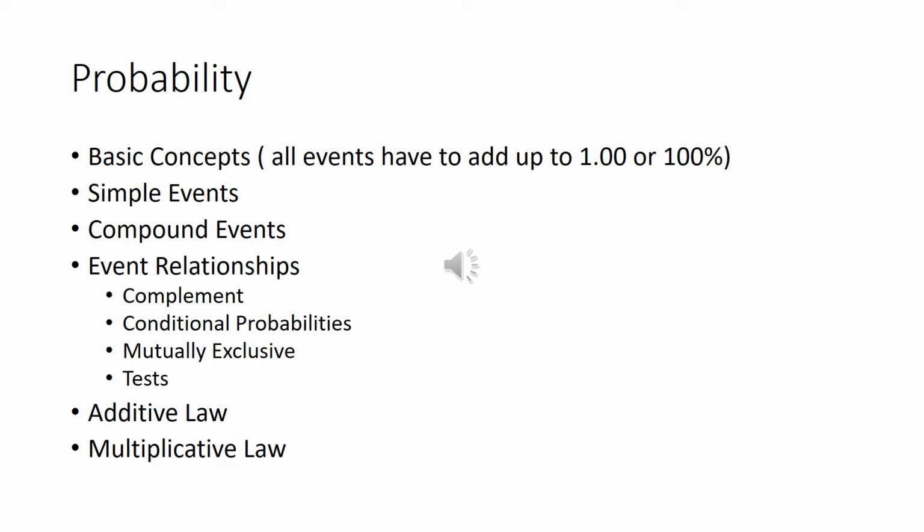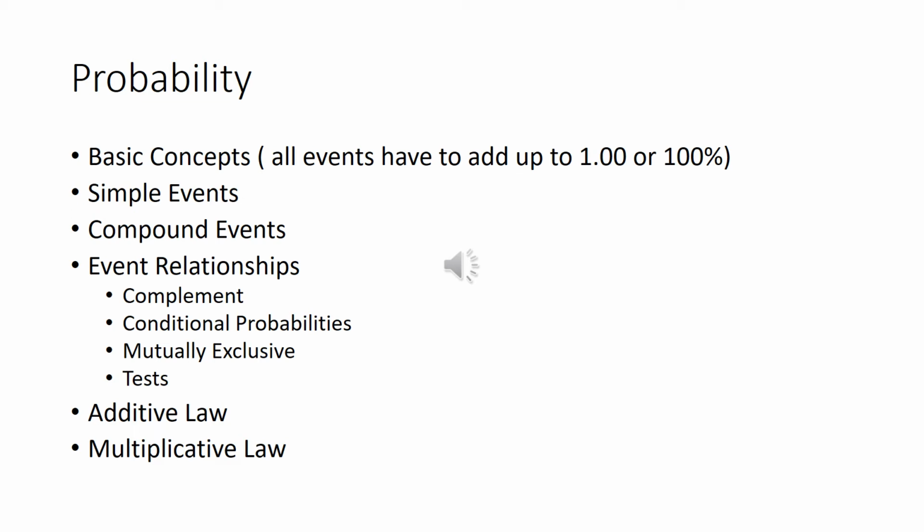Okay, simple events. These are events that can't be broken down anymore, can't be decomposed. So if I roll a dice, what's the probability of getting a 6? 1 in 6. Compound event, that's the relationship between two or more events.